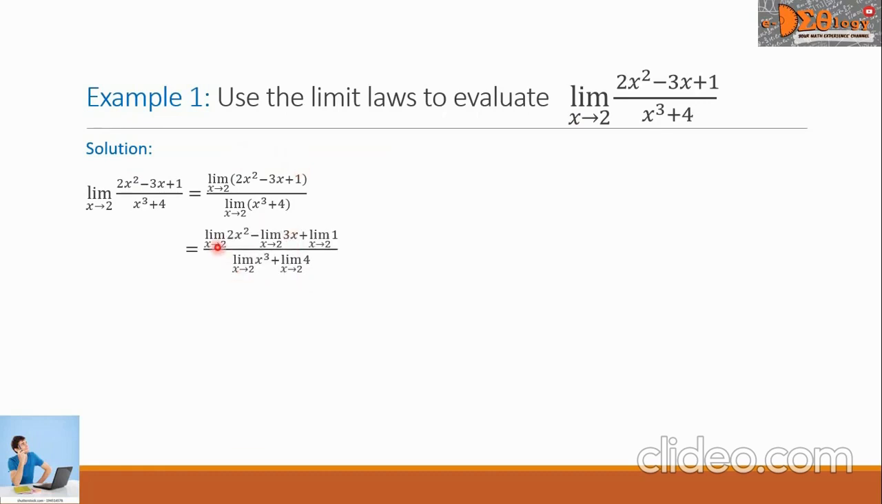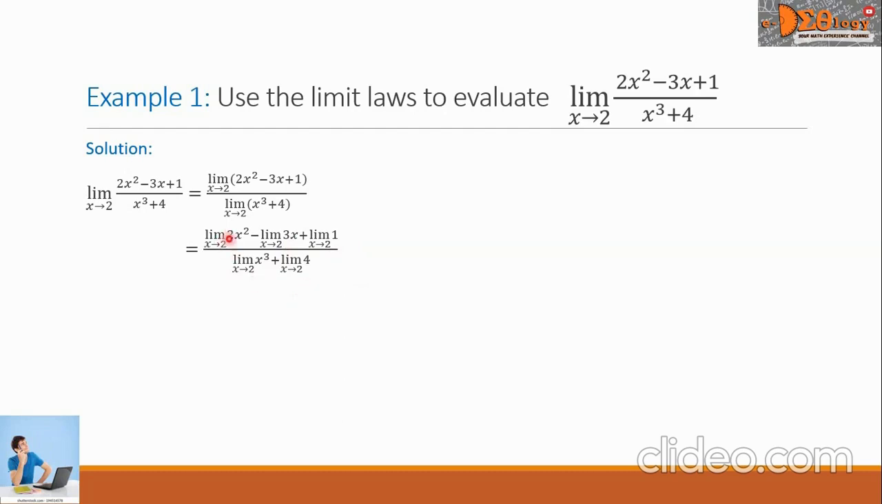So we will have the limit of 2x squared as x approaches 2 minus the limit of 3x as x approaches 2 plus the limit of 1 as x approaches 2 all over. In our denominator, we take the limit of x cubed as x approaches 2 plus the limit of 4 as x approaches 2.